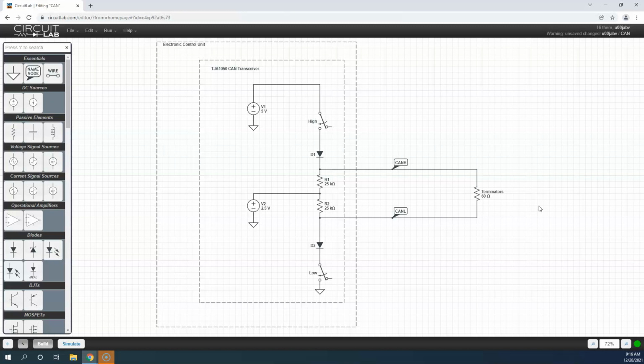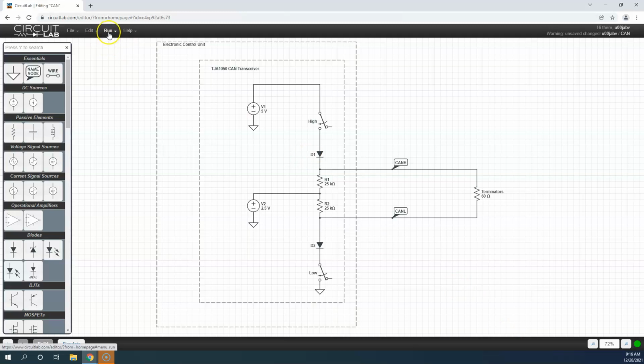So we can take something that's really complicated like this CAN transceiver and the whole CAN network, and we can start off and just break this down into small pieces. If we break this down into small pieces, it makes it a lot easier to understand.